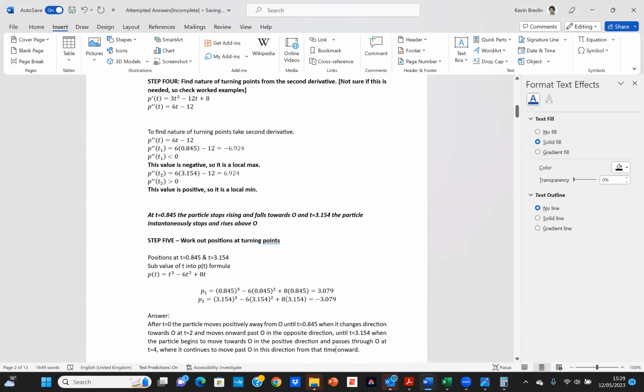I'm just going to incorporate this. So after t equals zero, the particle moves positively away from O until t equals 0.8545, where it changes direction towards O, and at t equals four, to change its direction towards O. I'll send you these answers in a moment, but maybe tomorrow.